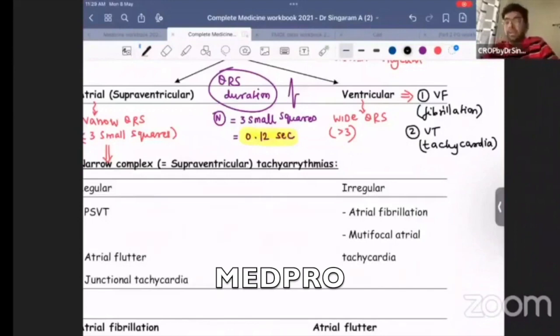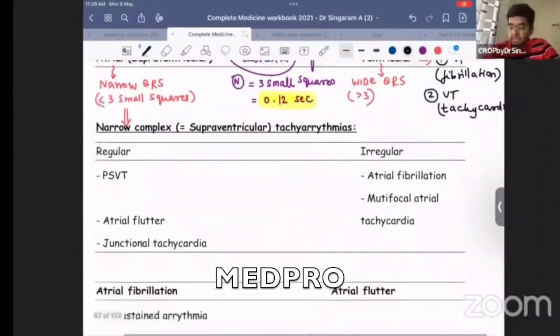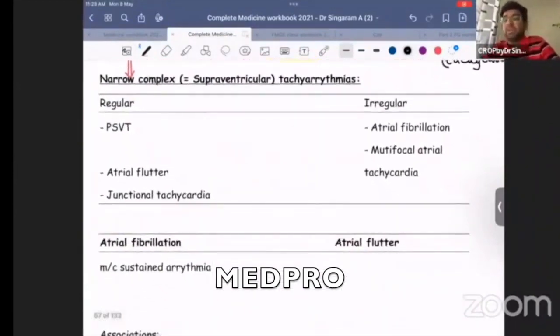Okay. Are you able to follow this? So just listen. We divide the tachyarrhythmias into two categories based on the duration of QRS. Wide QRS is ventricular tachyarrhythmias. Narrow QRS complex is atrial tachyarrhythmias or supraventricular tachyarrhythmias. We are going to start the discussion with the narrow QRS complex or supraventricular tachyarrhythmias. Okay, right? We will start the discussion next.